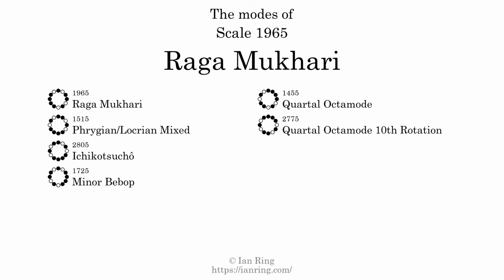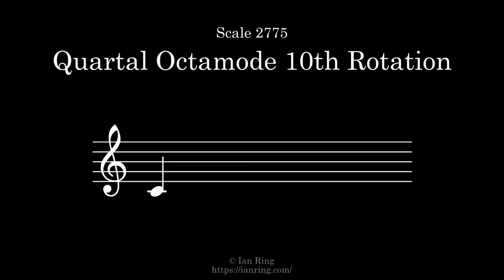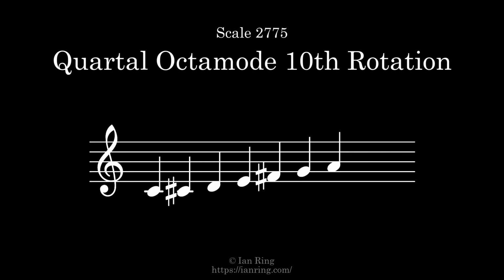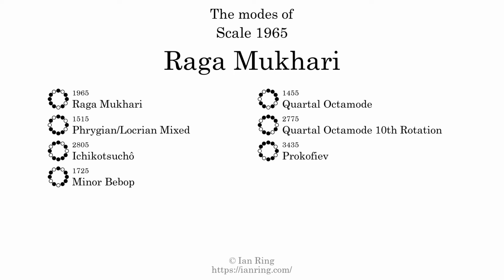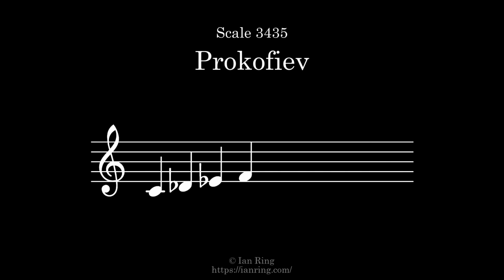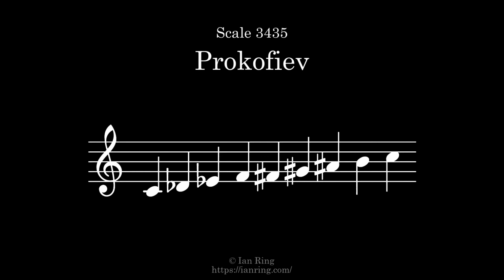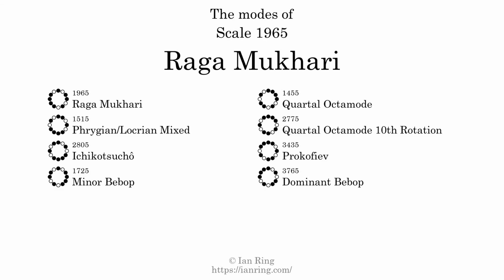The sixth mode is scale 2775, also known as quartal octamo 10th rotation. It sounds like this. The seventh mode is scale 3435, also known as Prokofiev. It sounds like this. The eighth and last mode is scale 3765, also known as dominant bebop. It sounds like this.